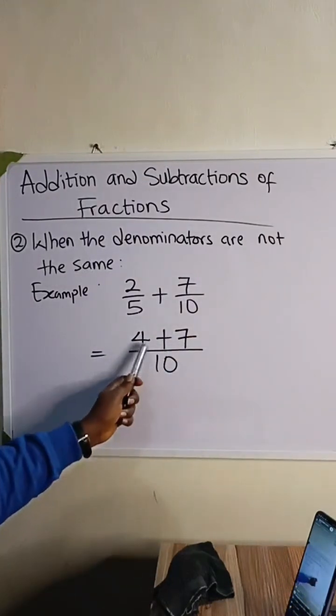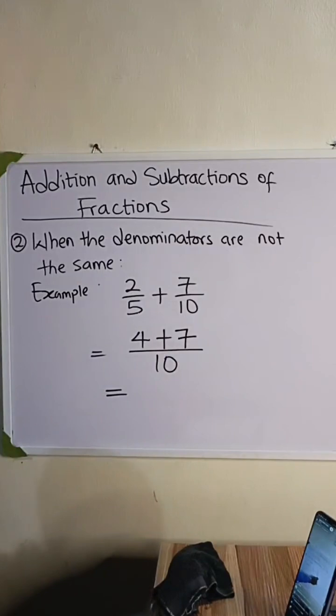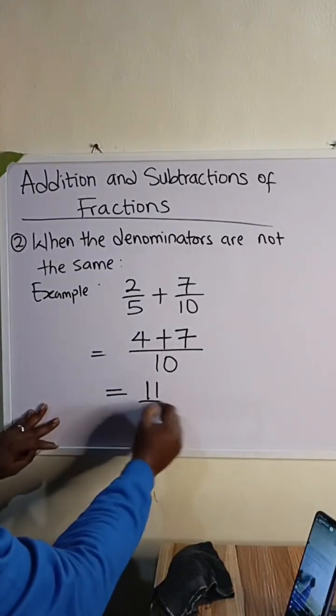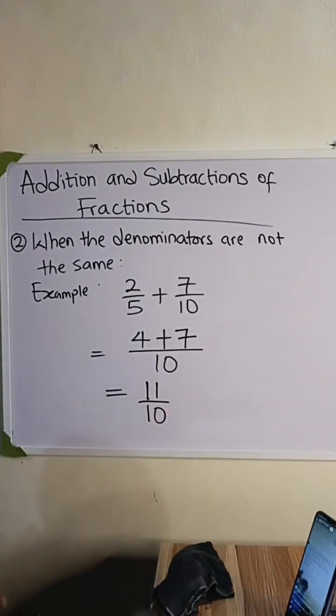So at this point, you have 4 plus 7. That will give us 11. So we have 11 all over 10. So we still have an improper fraction. So we have to convert it to a mixed fraction.